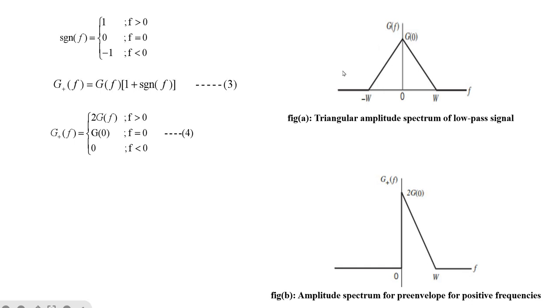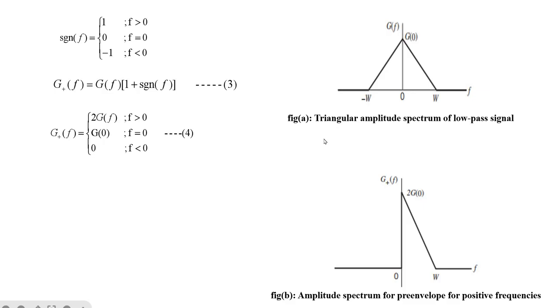That is, this part we are not getting here. Okay, why? Because for f less than 0, for the negative frequencies, this part will be 0. So we are getting only the right hand side part of this, that is, only this part. So what will be the amplitude? 2 into g of 0. The maximum amplitude is 2 here. So we'll get it as 2 into g of 0. This is the pre-envelope for the positive frequencies, that is g plus of f.